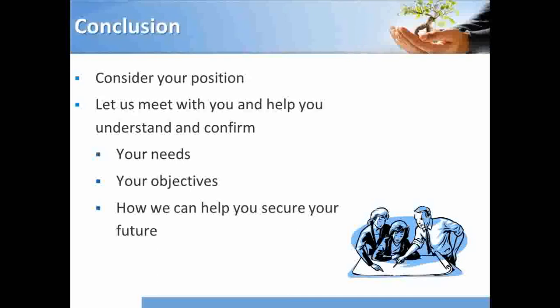Okay, we're wrapping up now, but we would strongly recommend that you consider your position, your cash flow, and how your budgeting processes currently perform and how they look. We would recommend that you consider meeting with us and let us help you understand and confirm your situation better, so that we can understand your needs, your objectives, and how we can help you secure your future.